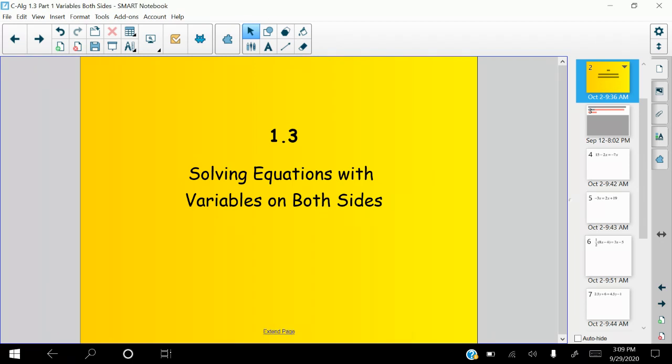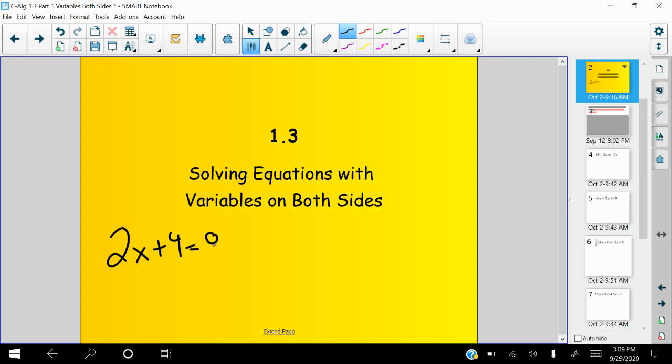All right, so today we're going to be talking about how to solve equations that have variables on both sides. Previously, we were working with problems that look like this: 2x plus 4 is equal to 8, right? We might have seen something that looks like y plus 5 is equal to 7. But now we're going to be talking about when we have variables on both sides of the equal sign.